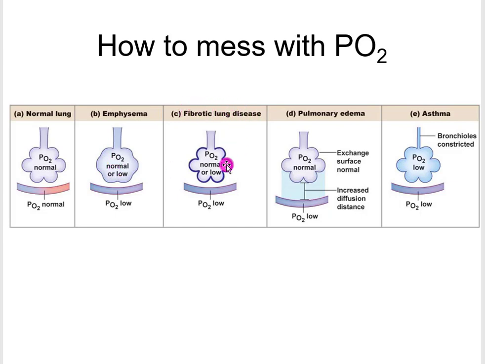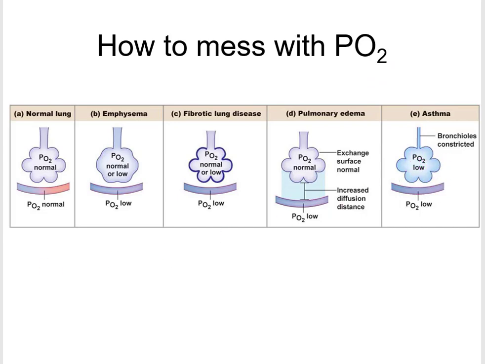If you have various fibrotic lung diseases, PO2 might be normal or it could be a little bit low. Pulmonary edema is showing you a bunch of swelling. So even though you're getting air in just fine, there's too much of a gap here for oxygen to adequately diffuse. But probably the most famous case is something like asthma. In asthma, the bronchioles themselves are constricting for various reasons. And when that happens, you can't get quite the air in that you want. And so the PO2 itself will be low.